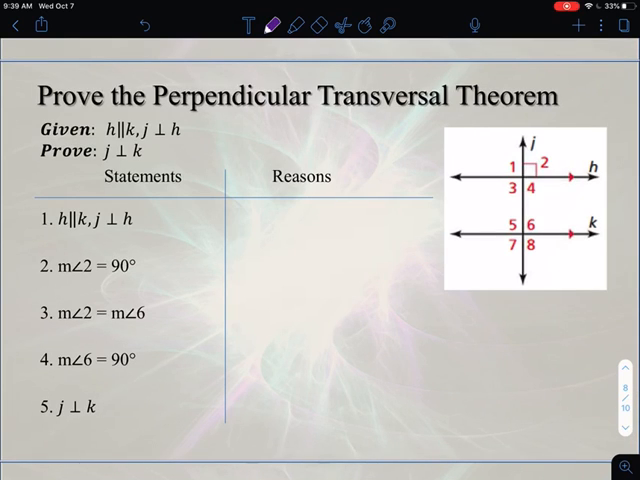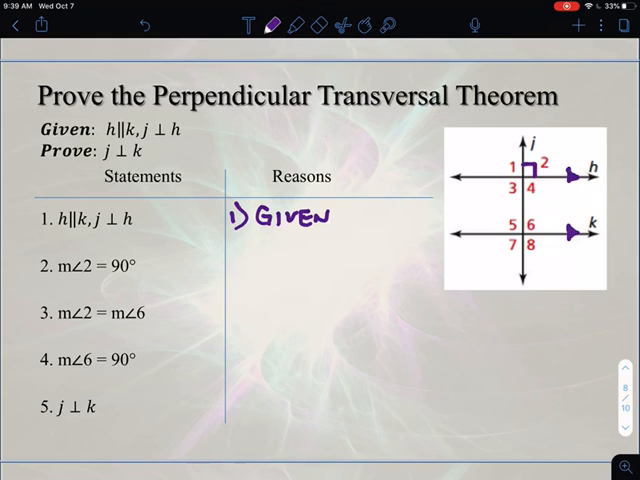Okay. Last thing here, just a quick proof. It says prove the perpendicular transversal theorem. So given line H is parallel to line K, and given that J is perpendicular to H, prove that J is perpendicular to K. So we're saying these two lines are parallel, H and K, and they're telling us that H and J are perpendicular to one another. So that's the information they're telling us right off the bat. So for step 1, we know H is parallel to K and J is perpendicular to H because that's given.